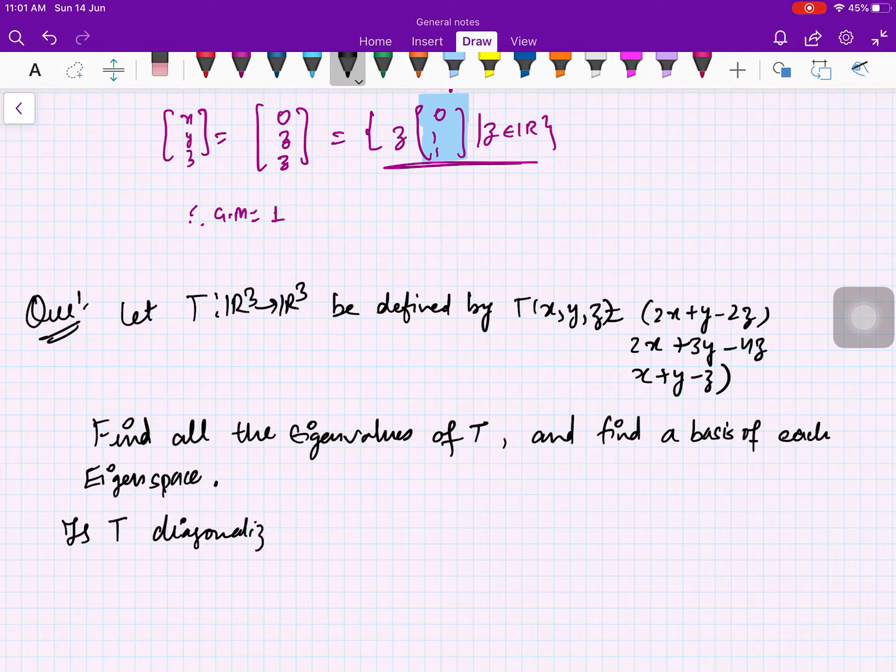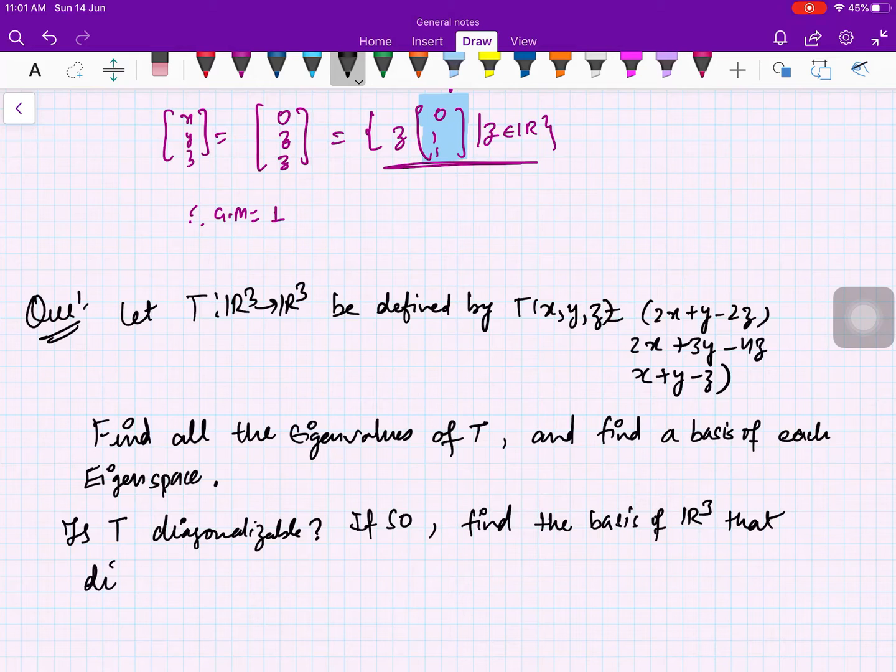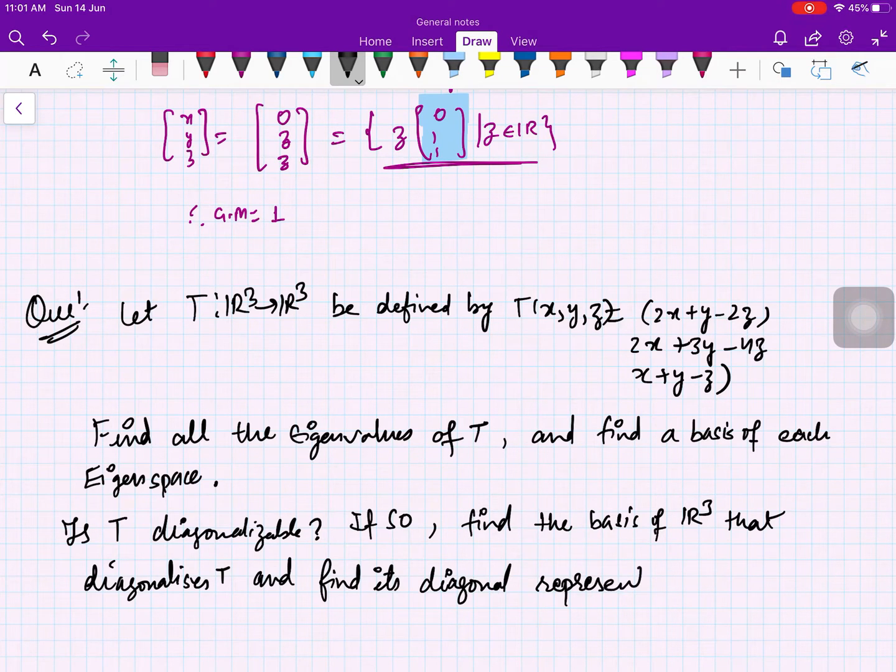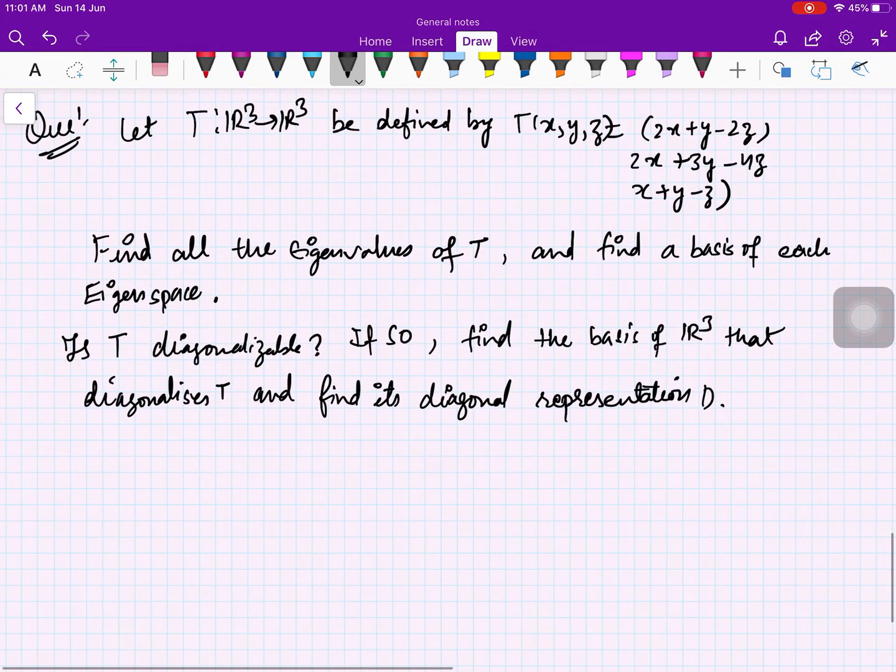Is T diagonalizable? If so, find the basis of R cube that diagonalizes T, and find its diagonal representation D. Right, so let us do it.